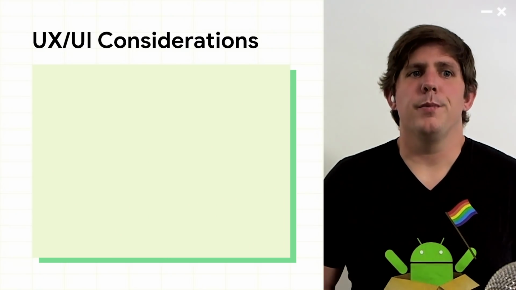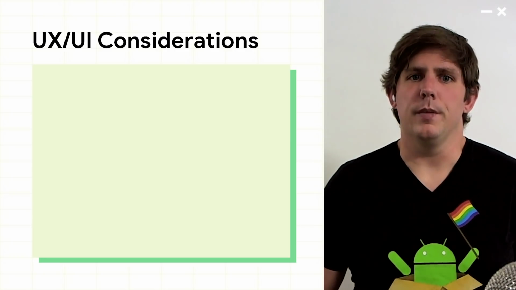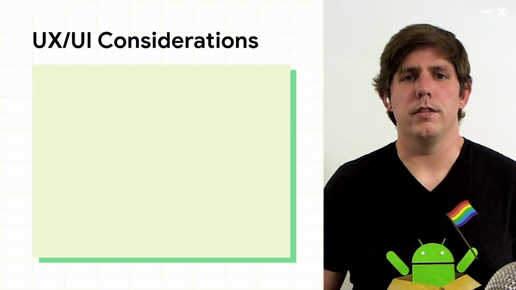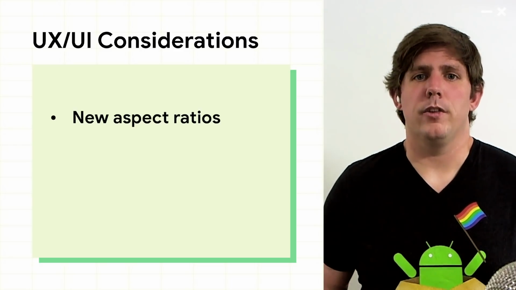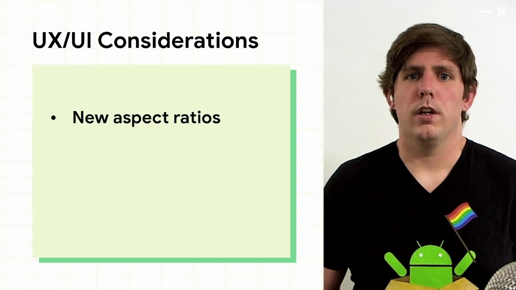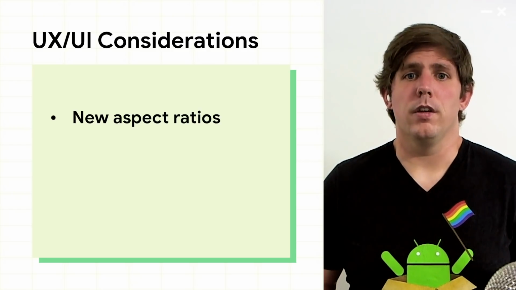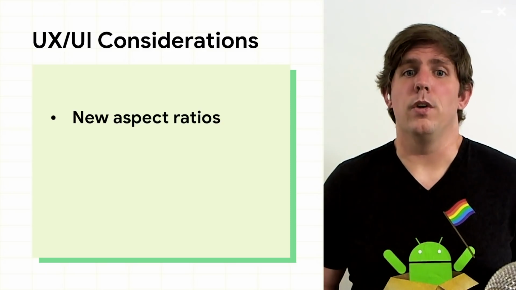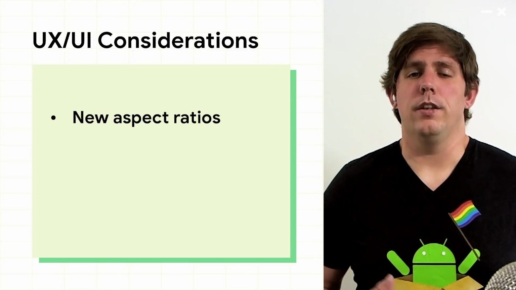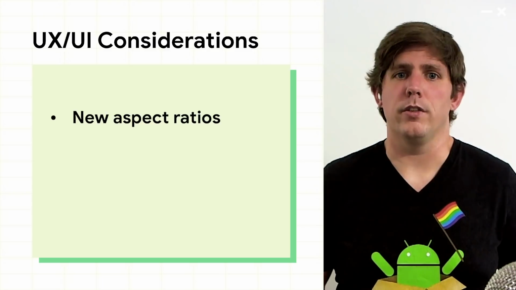So let's talk a bit about some of the UX and UI considerations that you have to think about when bringing your app to these different devices. The first is some of the devices just natively are a different aspect ratio from what you're probably used to supporting. Some of the devices are as extreme as 21:9, as well as closest to 1:1. And this is just not the traditional kind of phone screen size that you're used to.